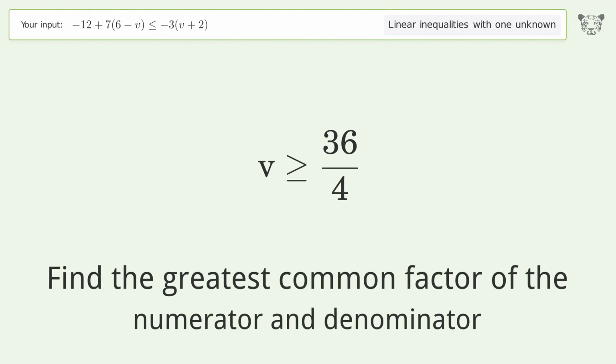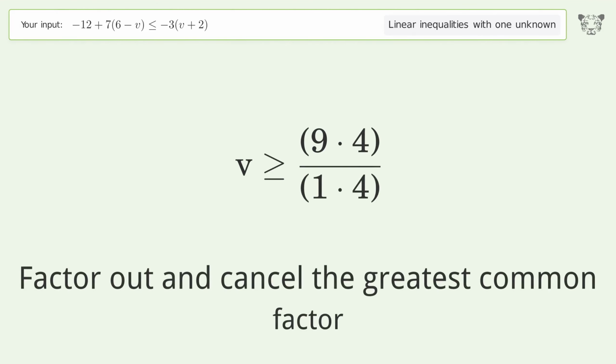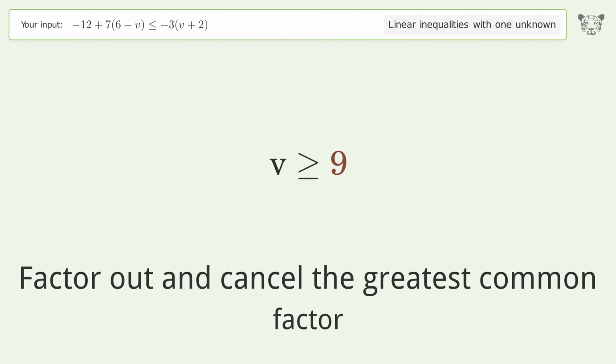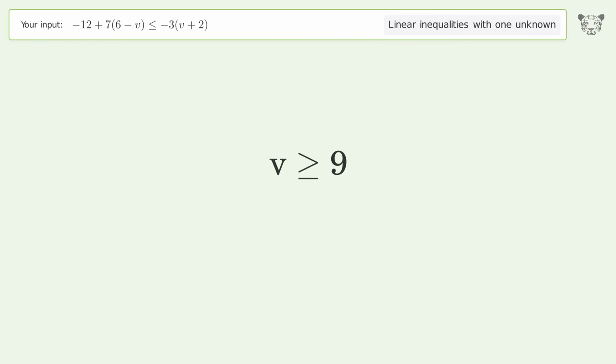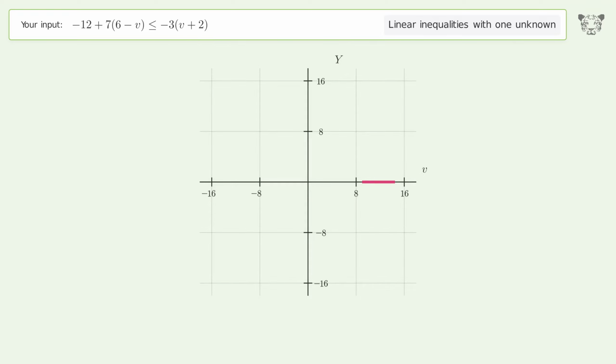Find the greatest common factor of the numerator and denominator. Factor out and cancel the greatest common factor. Plot the solution on a coordinate grid. And so the final result is v equal or greater than 9.